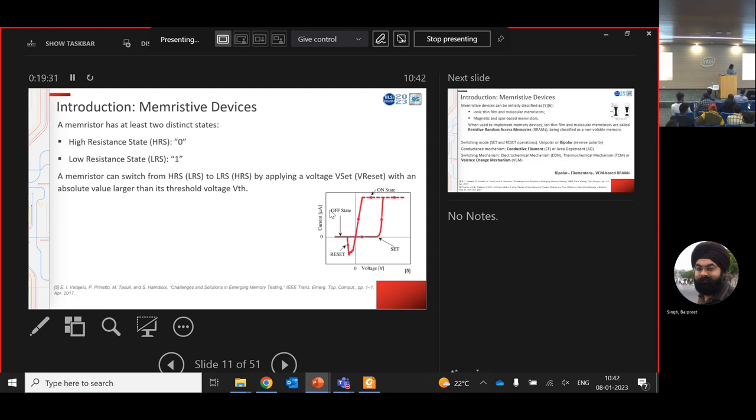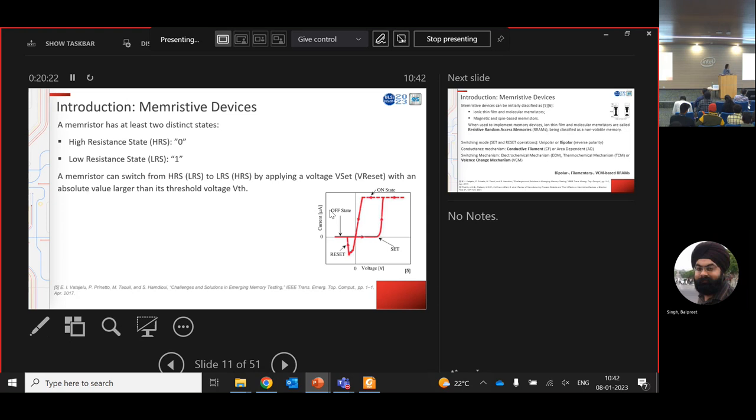So how does the device switch between the high resistance state and the low resistance state? Basically, we have to apply a specific voltage. For going from high resistance state to low resistance state, we have the set operation. And for going from low resistance state to high resistance state, you have a reset operation. So we apply this voltage, and then you have the set. Here is the on state, the current that flows when you have the on state, and then you apply another voltage, usually a positive and a negative voltage, and then you have a reset into the off state.